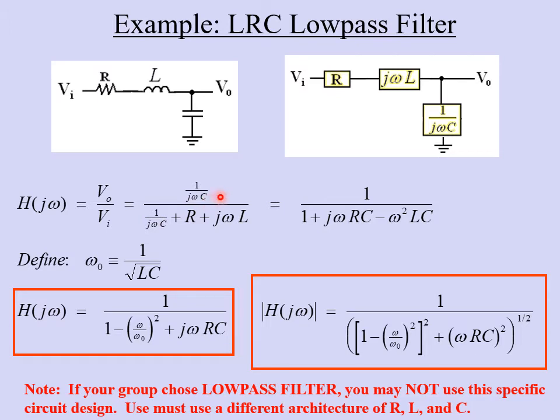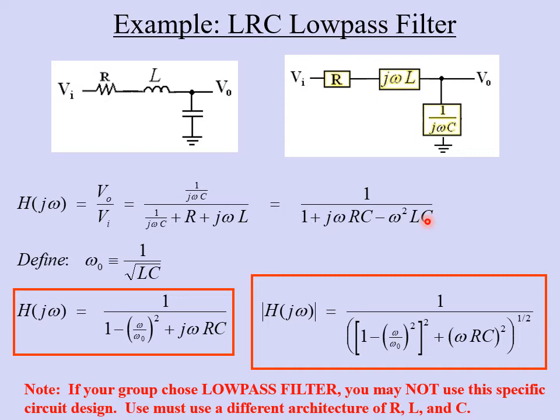And the next step is just to clean this up. Notice we've got fractions inside of fractions, so we can get rid of those by multiplying every term, top and bottom, by j omega C. So this on the top just becomes 1. This first term also becomes 1. And we have j omega C times R, which is j omega RC right here. And then this term here, j omega L, we have to multiply it by j omega C. So j times j, remember, is minus 1, so we pick up the minus sign there.